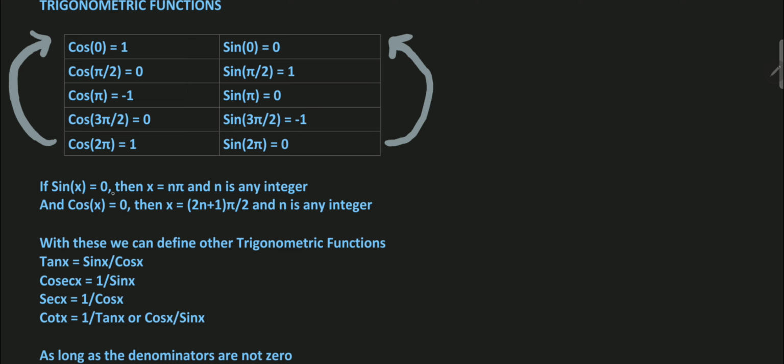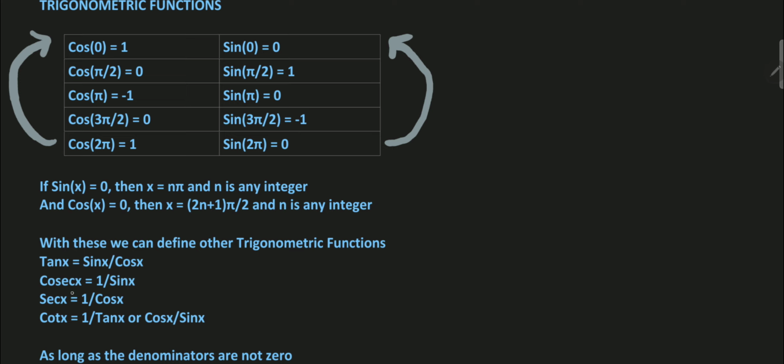If sin x value is 0, then x is equal to n times pi, because sin results in 0 only at pi locations. Either pi or 2 pi is nothing but 0 only, and n is any integer. Similarly, if cos x is 0, then x is equal to (2n plus 1) times pi by 2, and n is any integer.